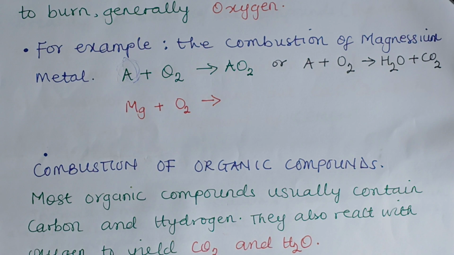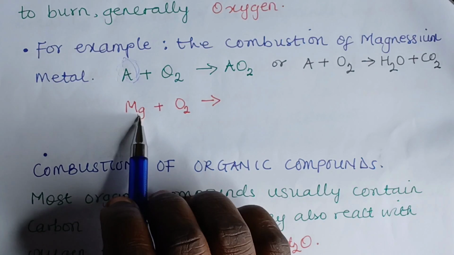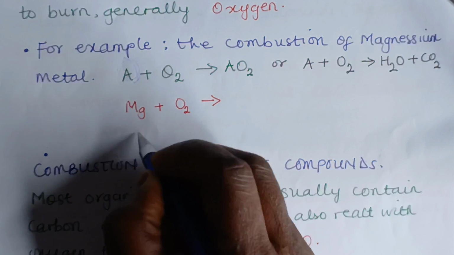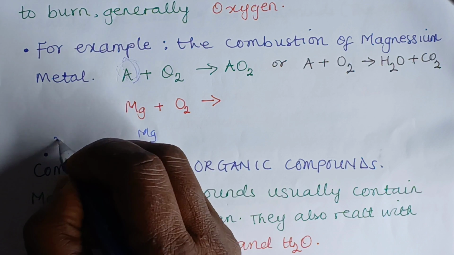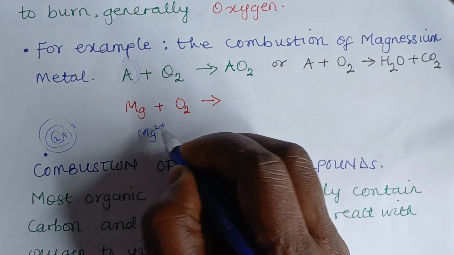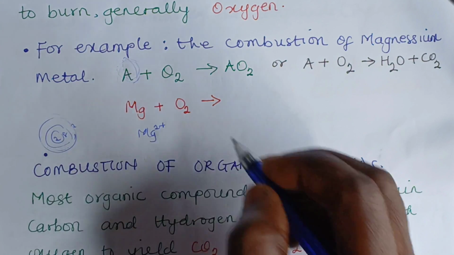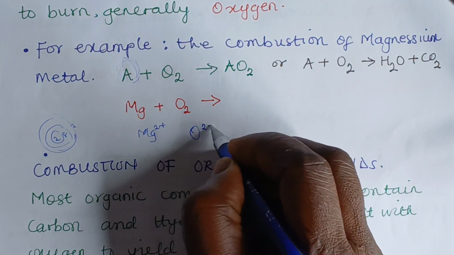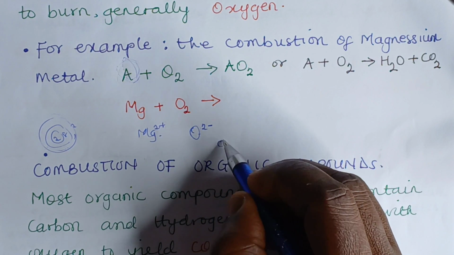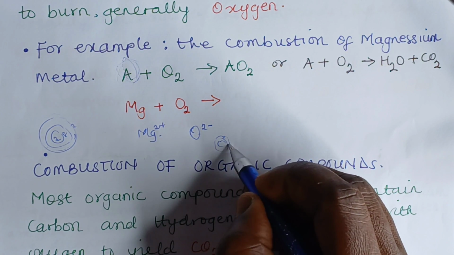One thing I want you to know is that the general products of combustion are water and carbon dioxide gas. But in this case, magnesium, which has atomic number 12, reacts with oxygen. Magnesium is 2, 8, 2: 2 on the first shell, 8 on the second shell, and 2 on the third shell. It gives out 2 electrons and carries plus 2. Oxygen, with atomic number 8, has 2 on the first shell and 6 on the second shell, so it gains 2 more to complete its shell.